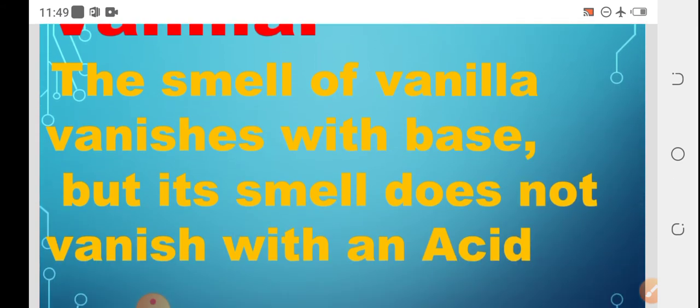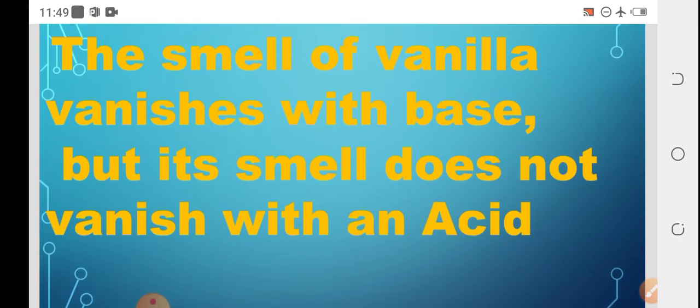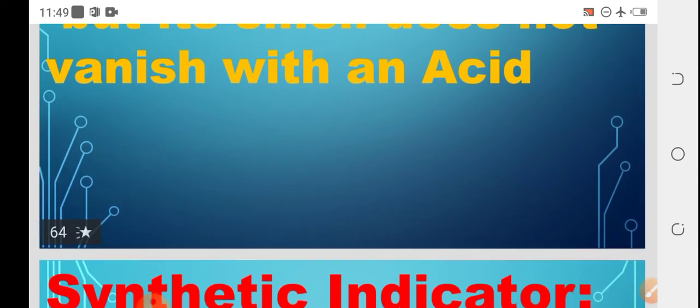Next, vanilla. The smell of vanilla vanishes with a base. You might be thinking of ice cream. The smell of vanilla ice cream or vanilla vanishes, meaning it reduces, with a base, but its smell does not vanish with an acid.